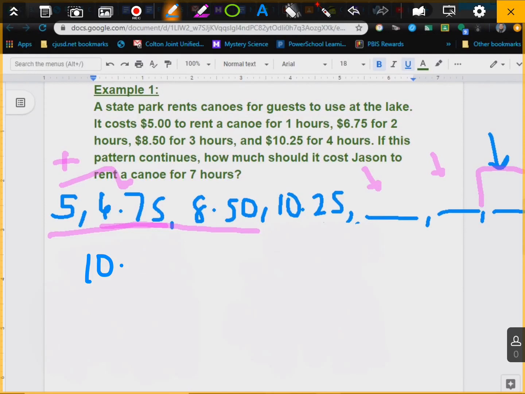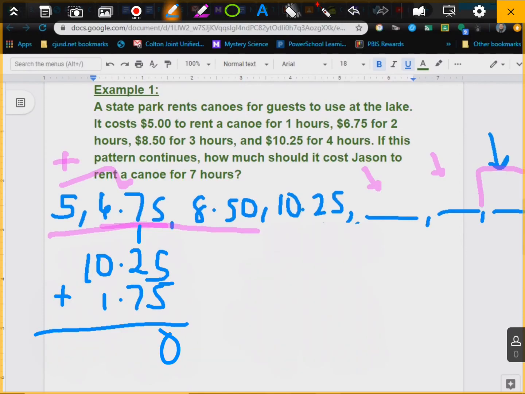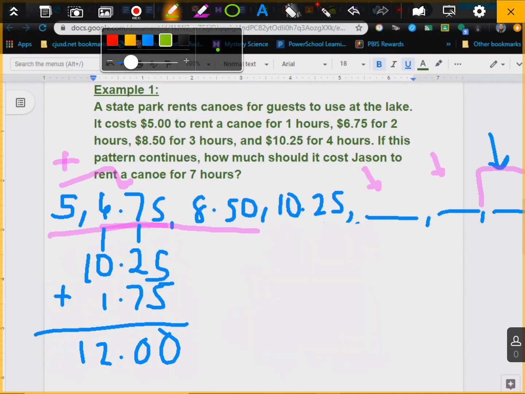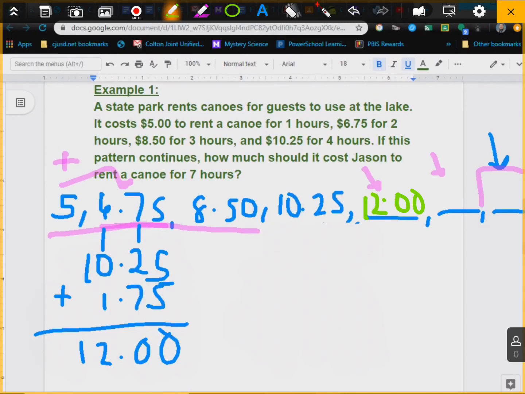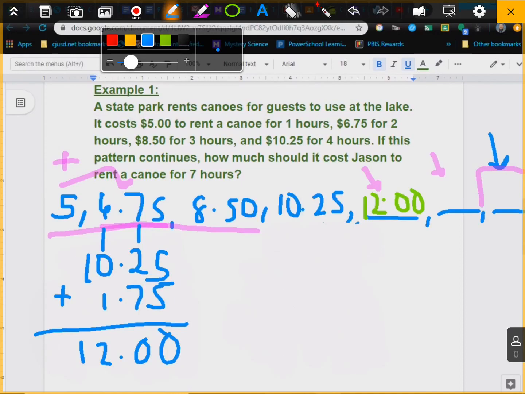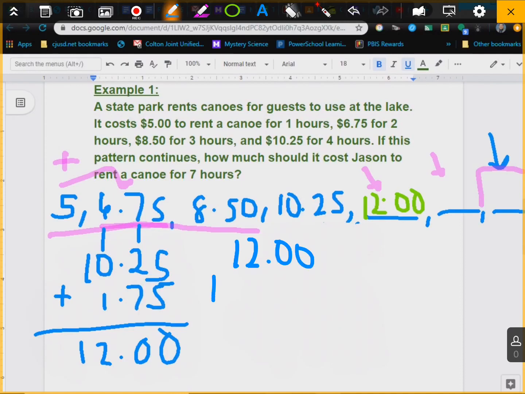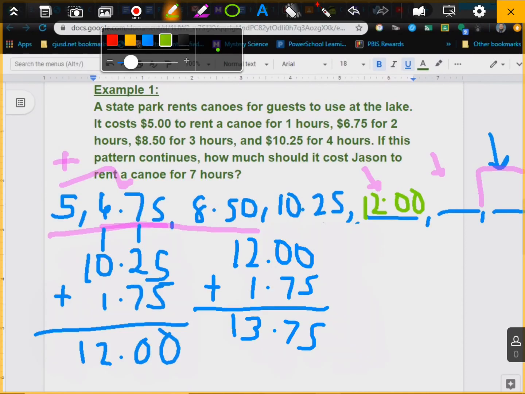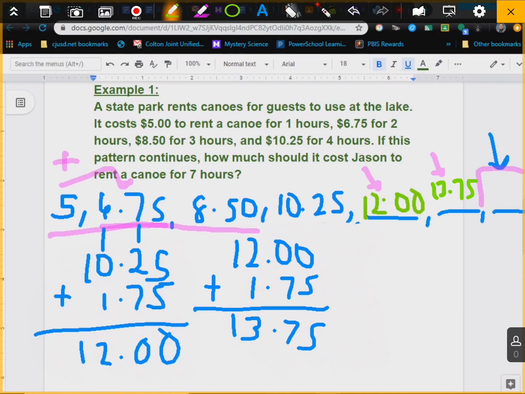So let's take 10.25, which is for 4 hours, and add 1.75. Okay, that's going to tell us what it is for at least the 5th term. Okay, and we get $12. So we know for 5 hours it's going to be $12. Let's keep going because we need to find out what it is for the 6th and finally the 7th term. Take the $12 and add 1.75. That's going to get us 13.75. So for 6 hours, it's going to be 13.75.